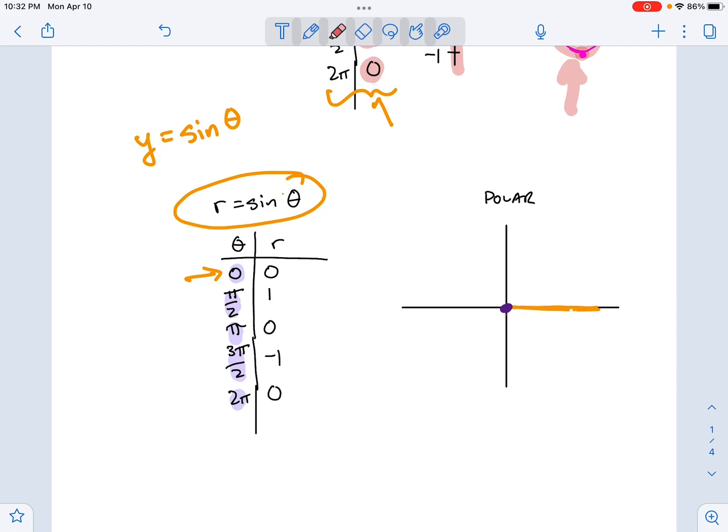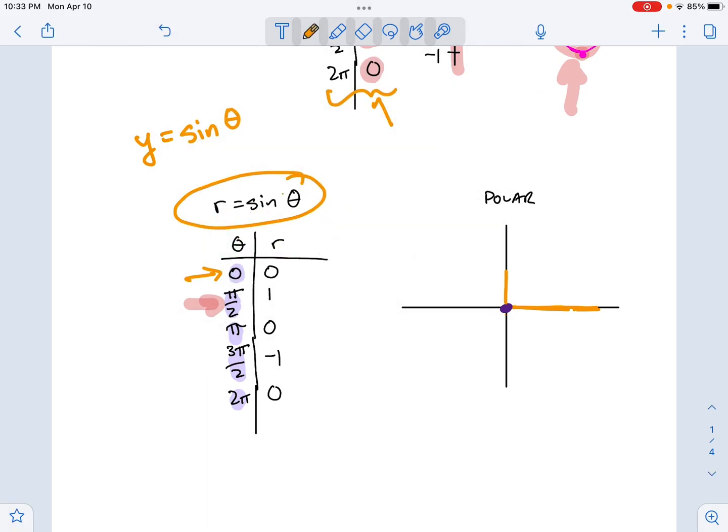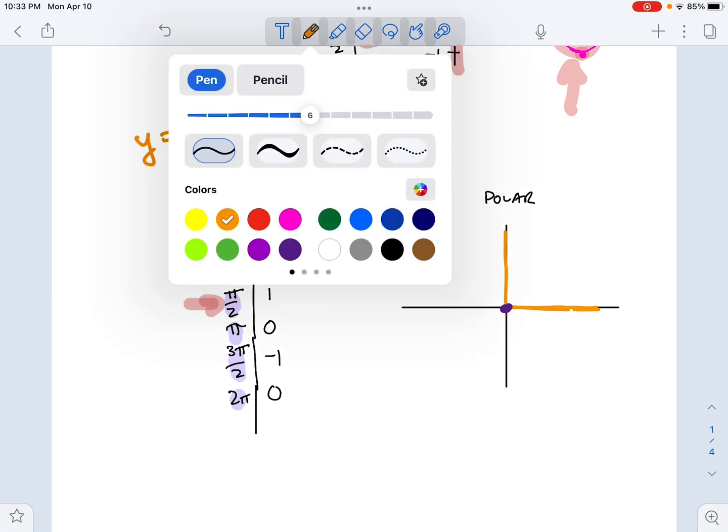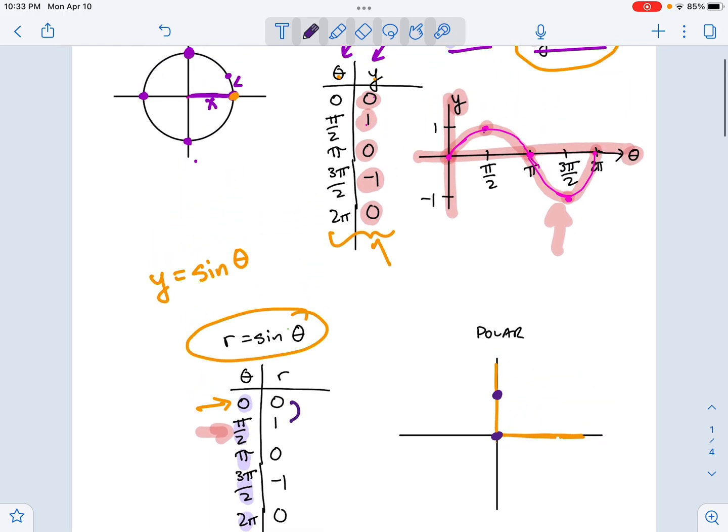Now if we go to pi over 2, that line would be something like this. This is our pi over 2 line. So at pi over 2, the value is 1. If we go up 1, that would be like this. Now that doesn't give us a whole lot of information, like what's going on between here and here. You can see that it's going from 0 and continuing to increase all the way up to 1.